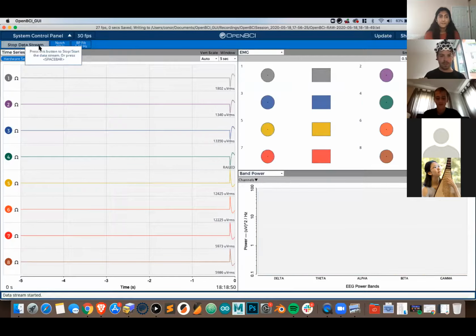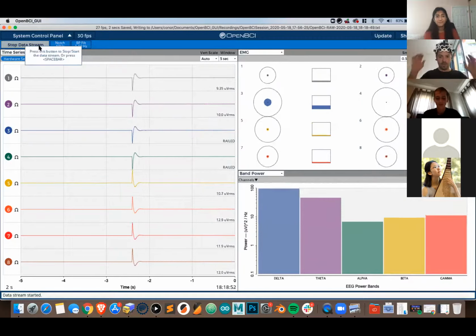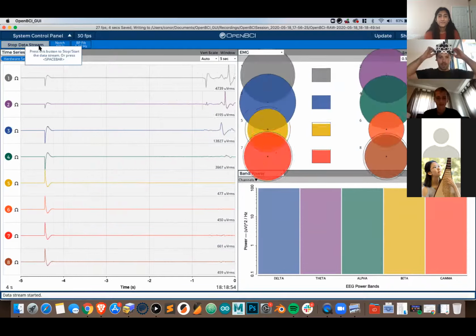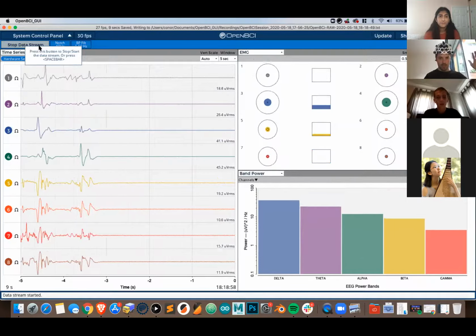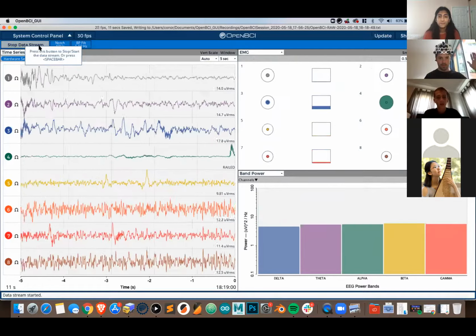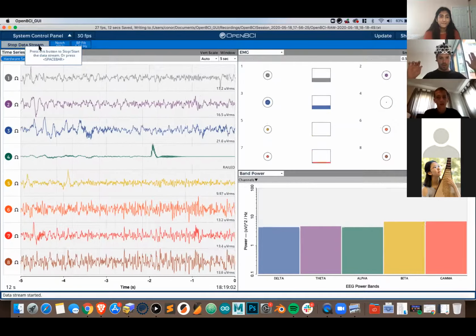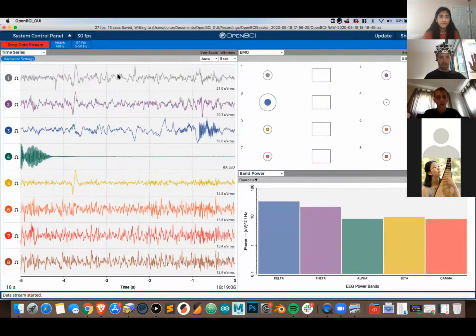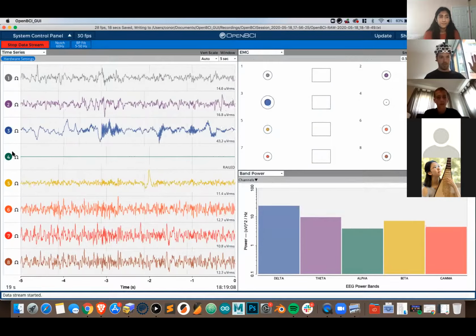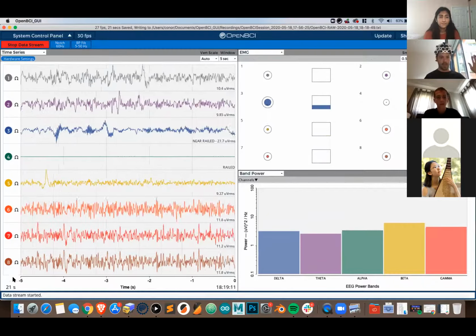So, all right, cool. We're in. I don't expect all 8 channels to be in good shape at once, but all right. Right now it's auto scaling, so there we go. Sweet. Okay, so what you're looking at here on the left, channels 1, 2, 3, 4, 5, 6, 7, 8.